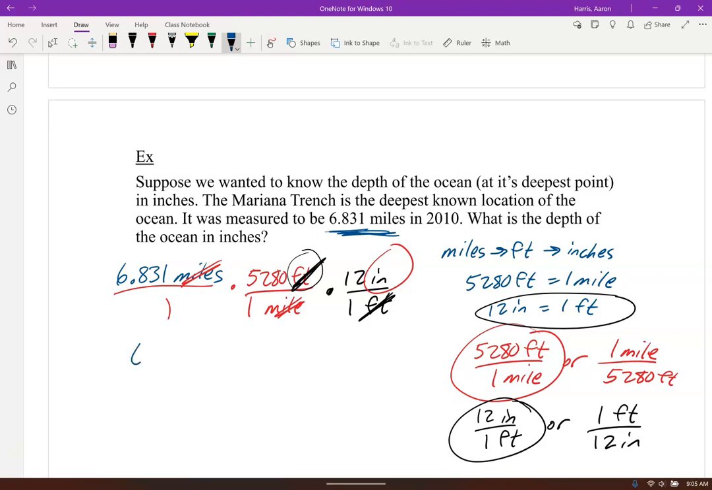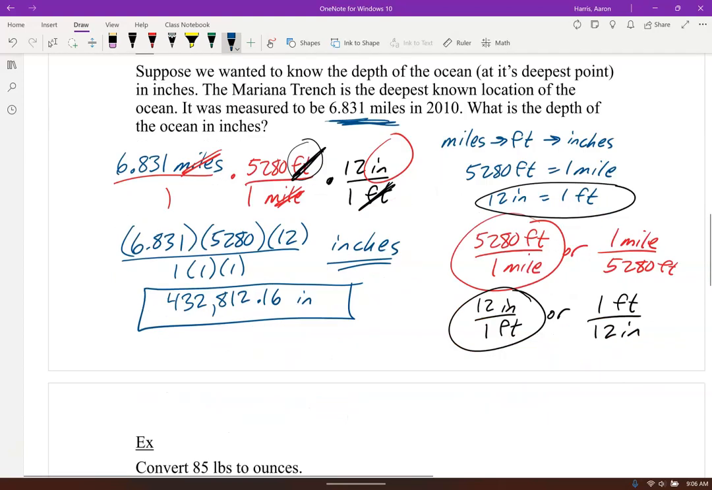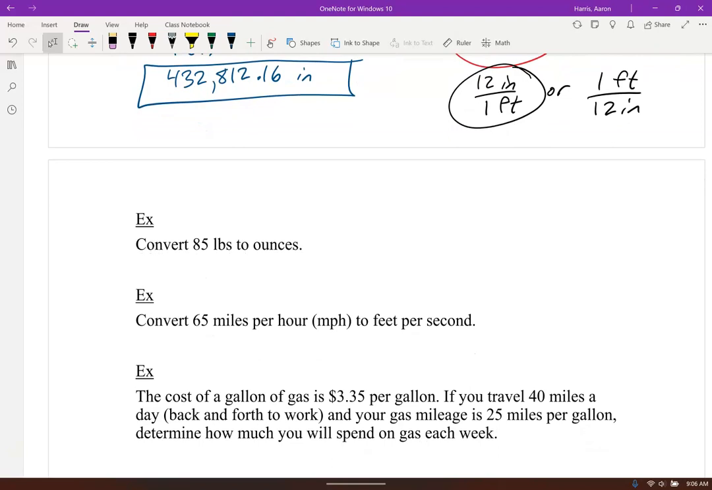So what I have is 6.831 times 5,280 times 12. This is all over 1 times 1 times 1 in my denominator, and I'm left in inches. So I'm going to go 6.831 times 5,280 times 12, and I have 432,812.16 inches. So 6.831 miles is 432,812.16 inches. That's the depth of the ocean in inches. I don't know why we'd want it in inches, but that's what our problem is having us do.